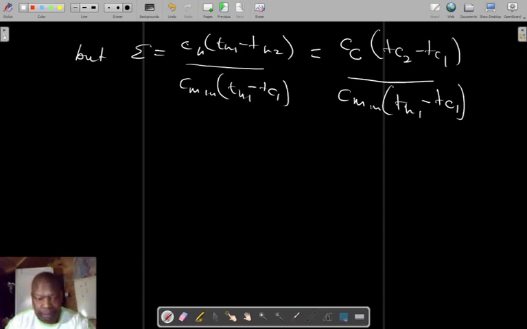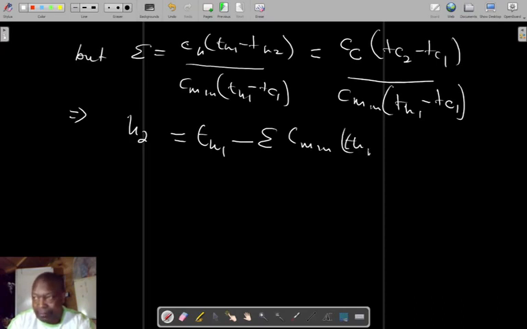So from this equation you can see that TH2 is equal to TH1 minus epsilon C minimum (TH1 - TC1), and also you can see that this is, that is, TH2.